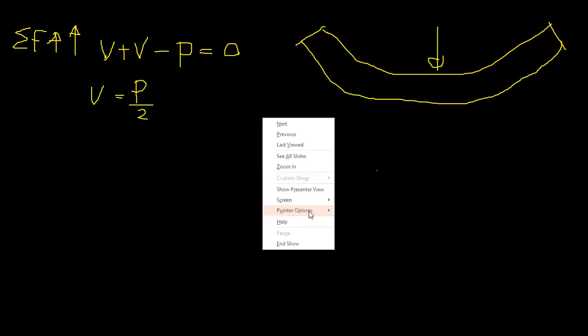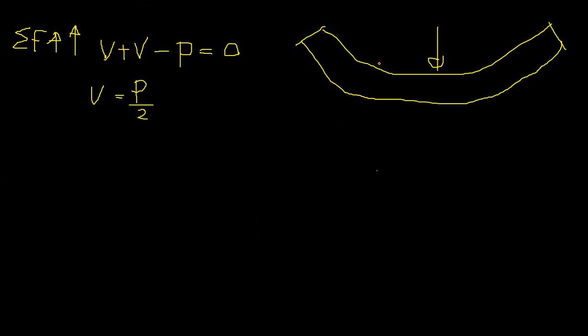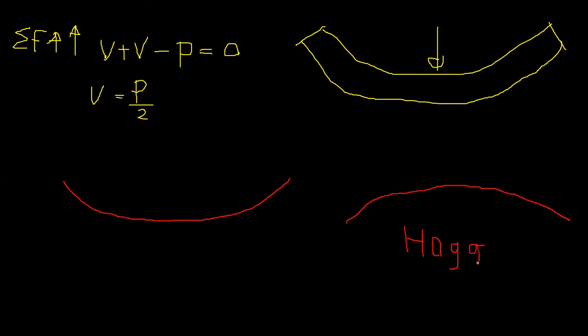Now we are going to determine the internal bending moments along this beam, right? How it is going to bend, right? For that, we need to know these shapes, right? This is called sagging. This is called hogging. The shapes, okay, and sagging.